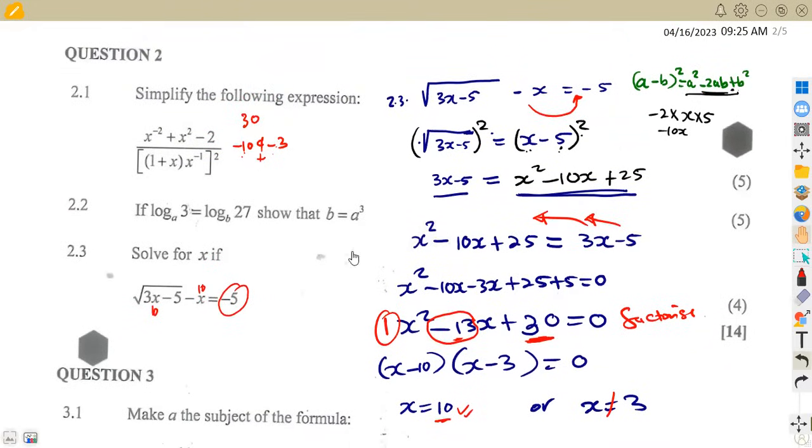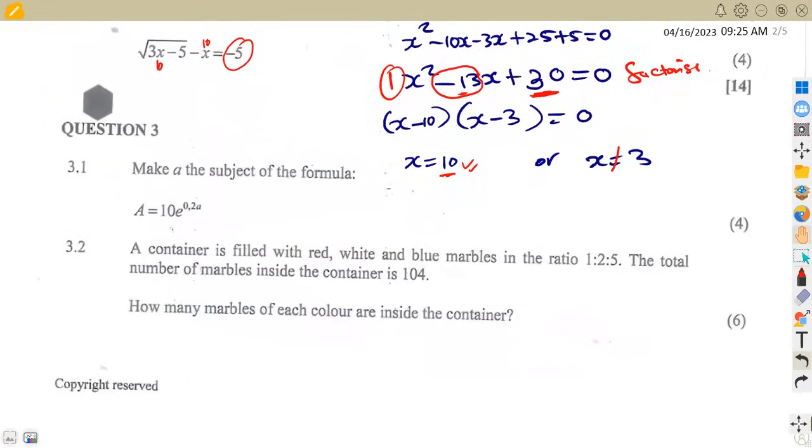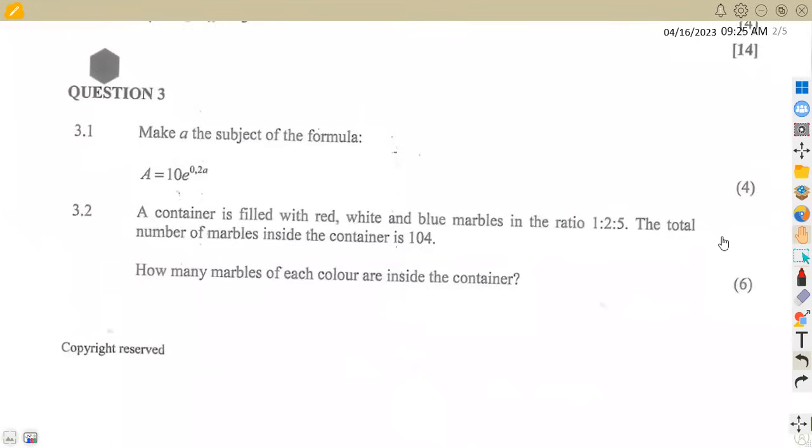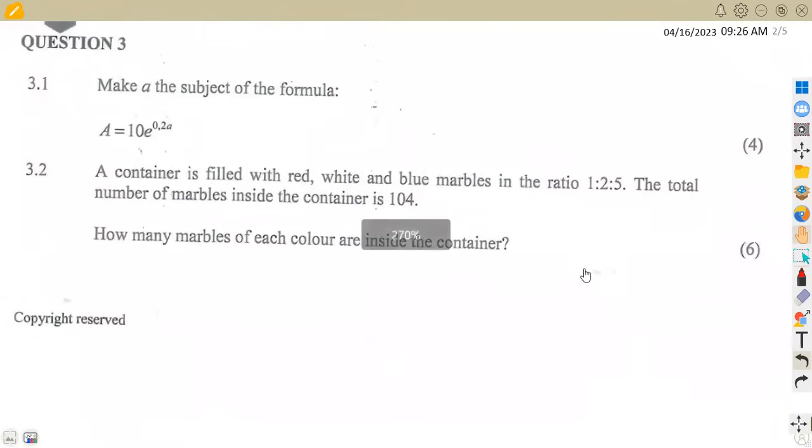In this case, that was question 2.3, having a total of 4 marks, and everything on question 2, 14 marks. Okay, that's a lot. All right, let's move on to question 3. We are given to make a the subject of the formula from the given equation, or this formula that we have in this case. All right, so how can we make a the subject in this case?